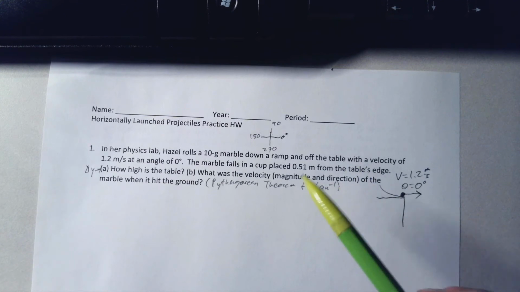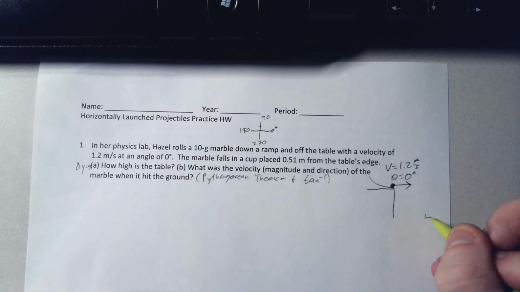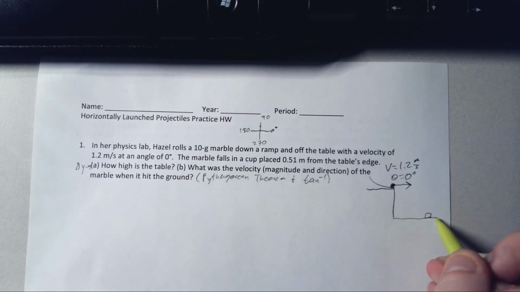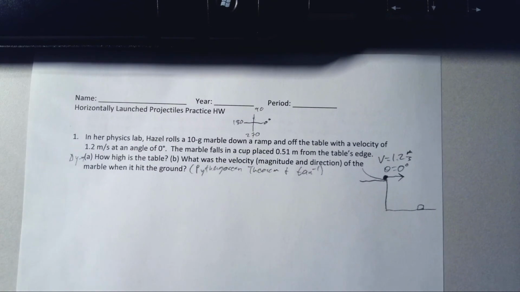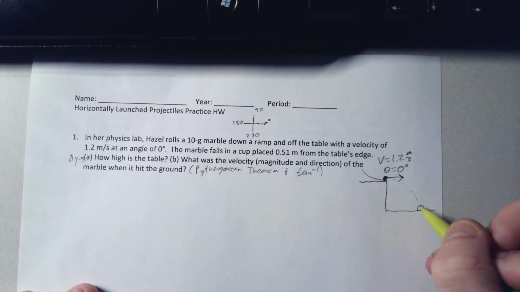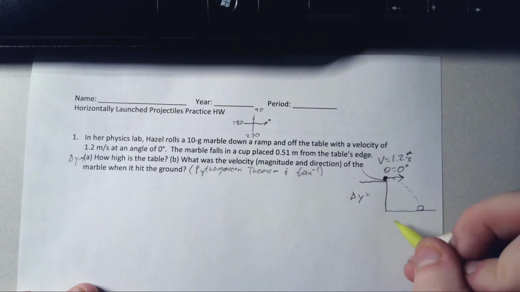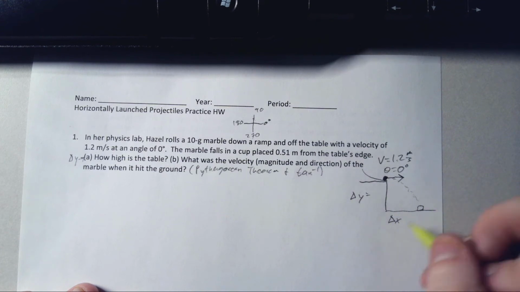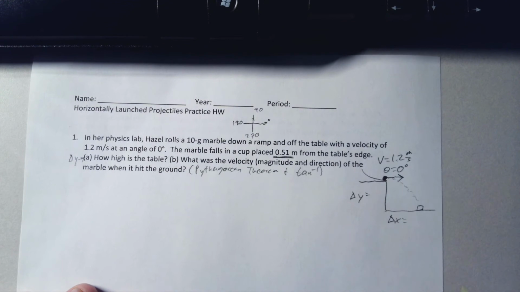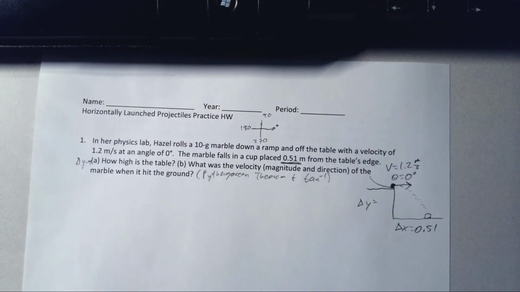What it's also telling us is that it falls into a cup, so there's a cup somewhere out here. This is actually a version of a lab that AP Physics does, where they have to calculate where the cup is and do trials that hit there. So it's going to travel in a parabolic arc into the cup. That 0.51 we label here as delta x, and this would be delta y. They're telling us that 0.51 is this right here, and we don't know delta y, that's what we're trying to solve for.